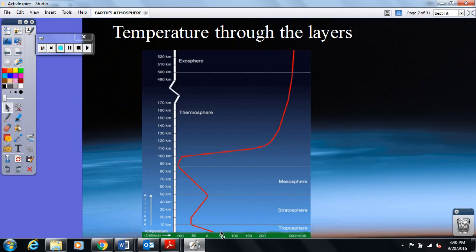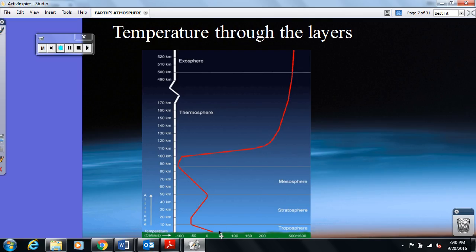Okay, you can see right here from this graph that as you get to a new layer of the atmosphere, the temperature changes. This is showing you how temperature changes as you go through each layer.